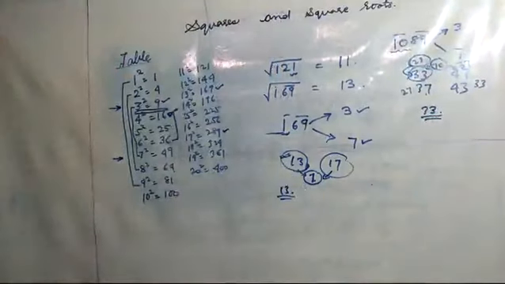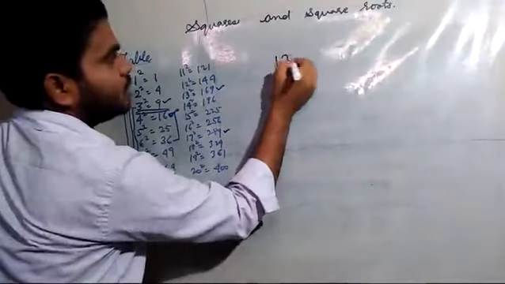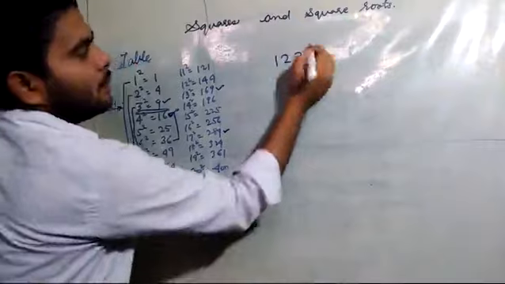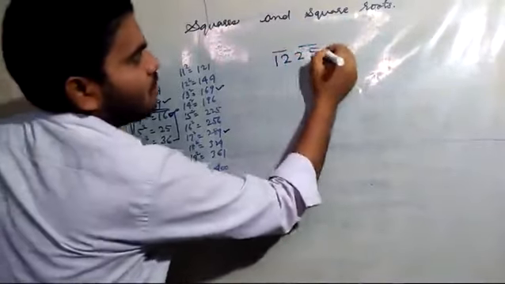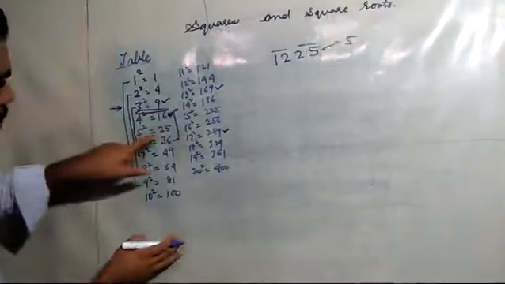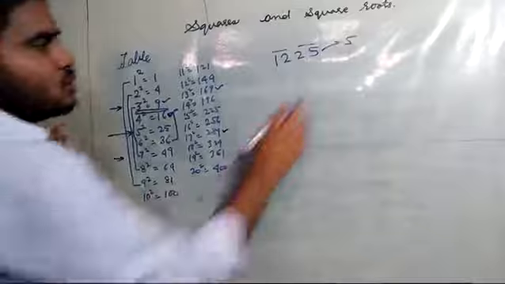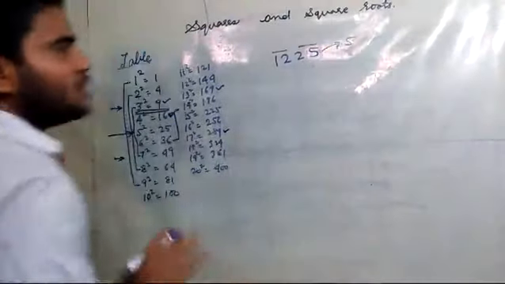One more example I will take. Let's take the example of 1225. 12 25, pairing of 2, 2. Now the unit place will be only 5. We know 5 into 5 will be 25. Here 5, 0 will always give 0. So it is clear that it is 5 only.